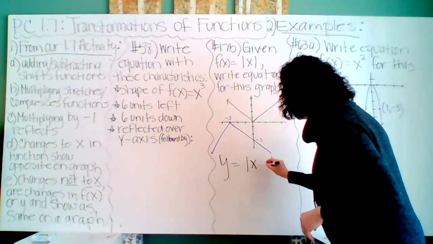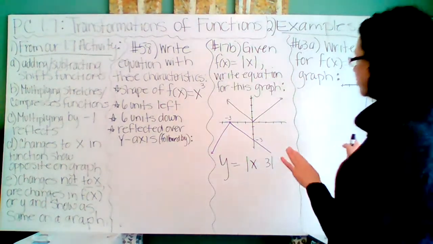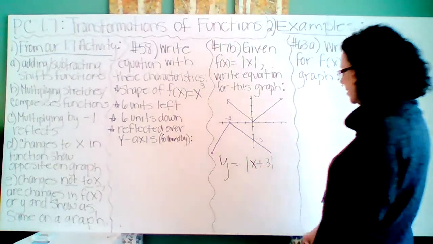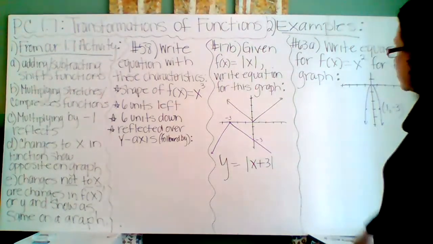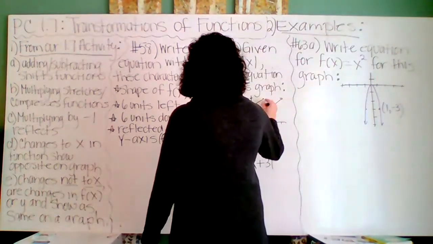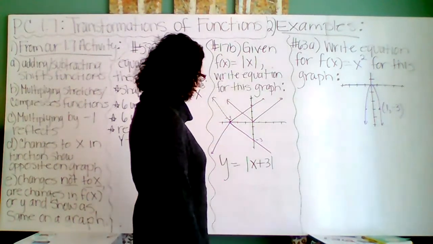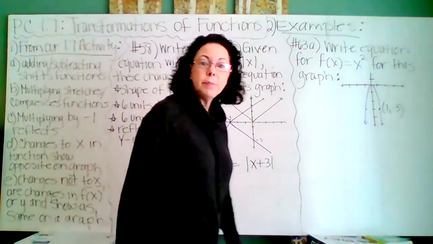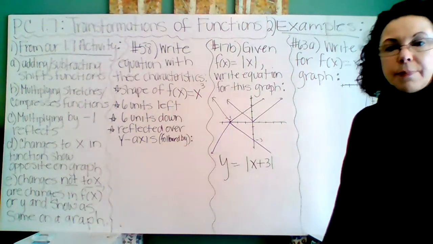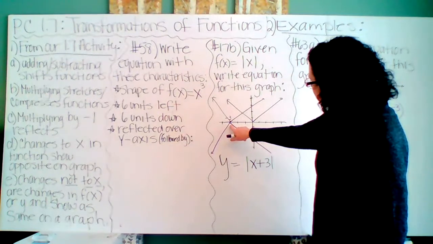So I know that that goes inside with my x. Left 3 means in a negative direction, and we know x's do the opposite. Okay, so this would actually move my absolute value function. It would now look like this. Now it's been moved over here. So has it been stretched or compressed? No, it hasn't, because the vertex is at -3, 0.